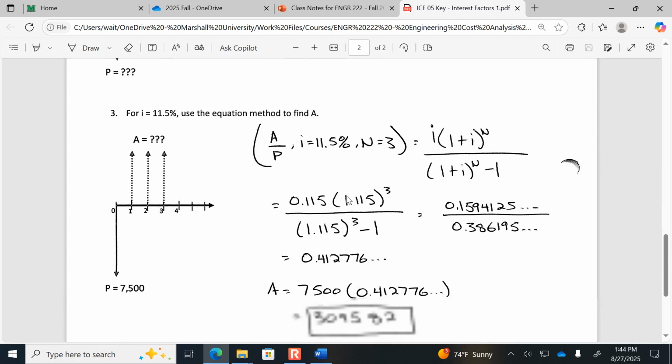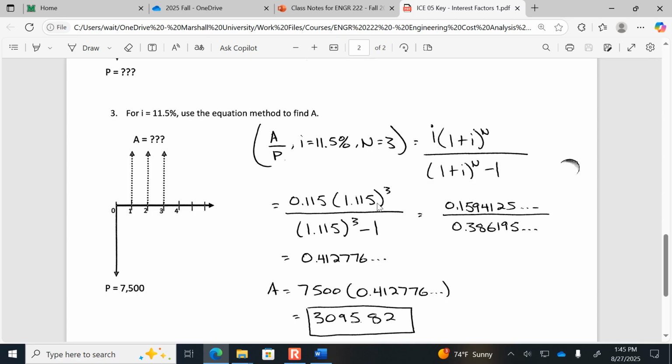And then finally, problem 3 was use the equation method. So we have to look up from the equations what is find A given P. It's a pretty complicated equation here. So I, 1 plus I to the n in the numerator, denominator 1 plus I to the n power minus 1. So here I'm going to make a suggestion. Don't just do everything in your calculator without showing your work. You're going to be a lot less likely to make mistakes if you actually write the individual intermediate steps on your paper. Or if you do have mistakes, you're more likely to catch it if you write your intermediate steps.